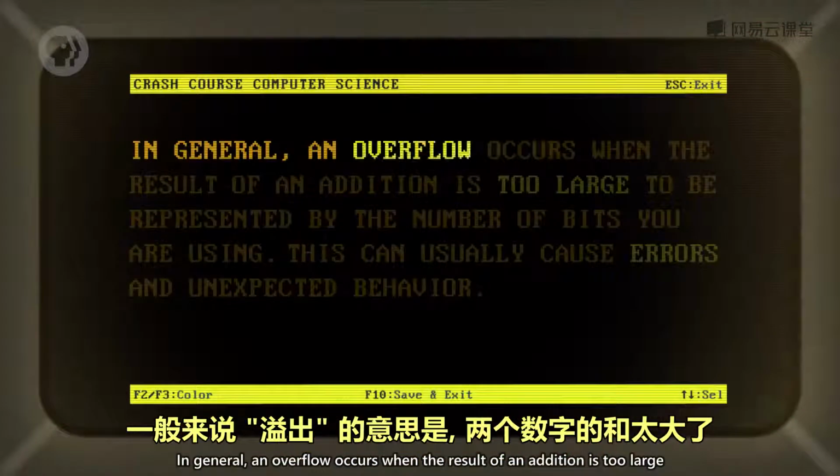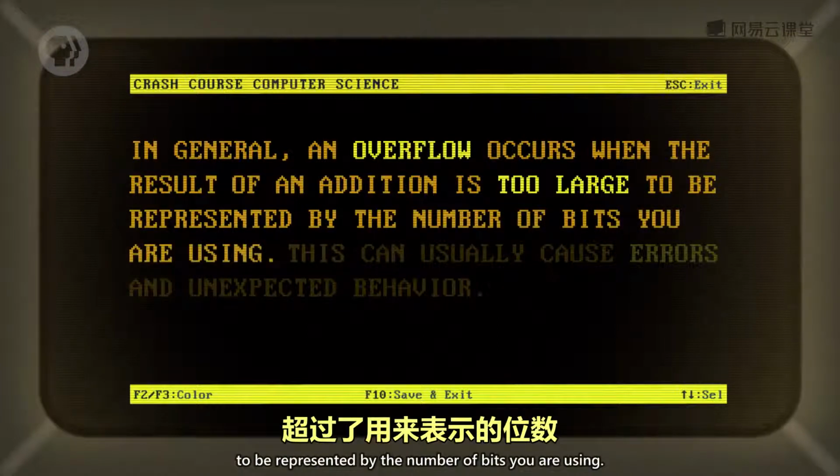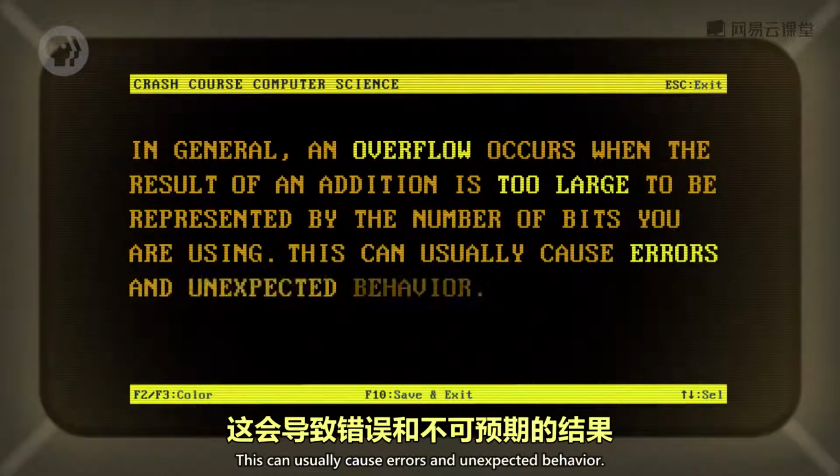In general, an overflow occurs when the result of an addition is too large to be represented by the number of bits you are using. This can usually cause errors and unexpected behaviour.